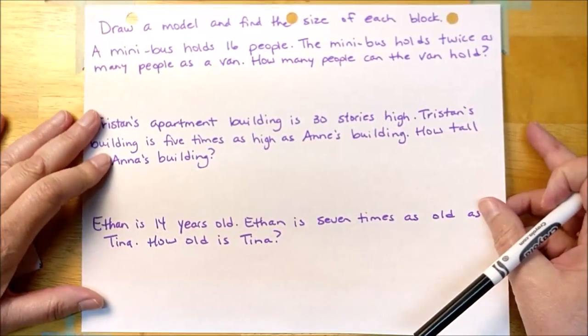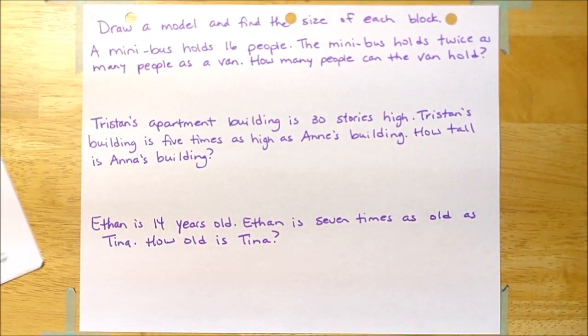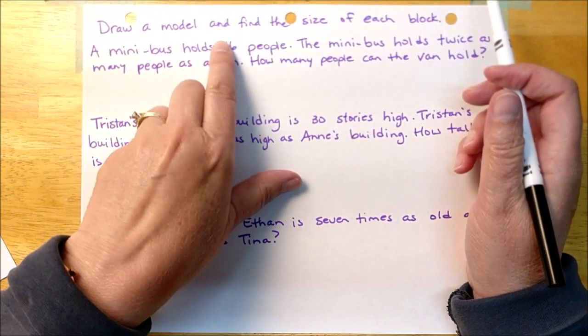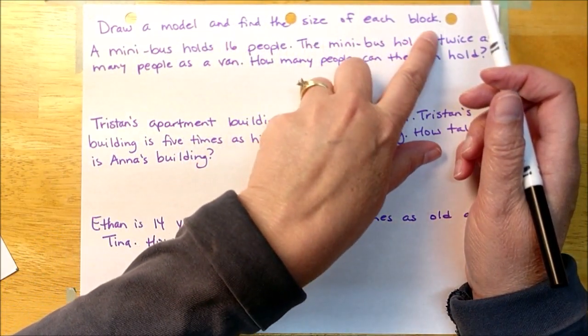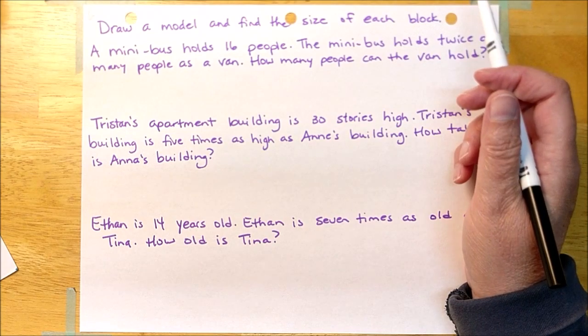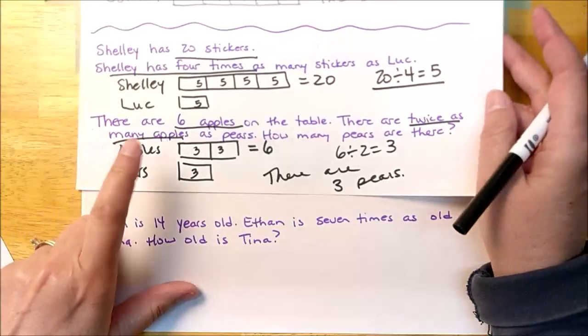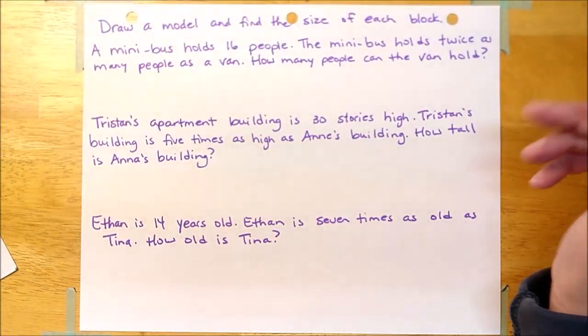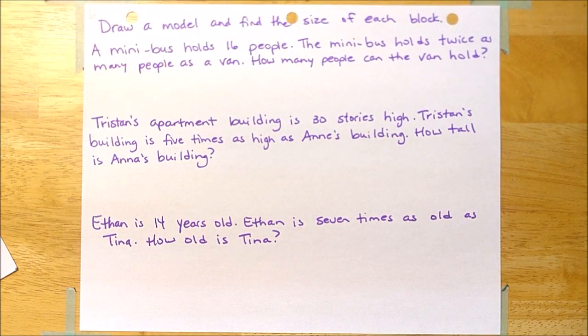Awesome. We're rocking this, grade 4. You are doing fantastic. Okay, so now you're going to do this on your own. It says you need to draw a model and find the size of each block. So you're going to be doing exactly what we just did right here. So this is going to be your assignment, to figure that out. So pause and figure it out.